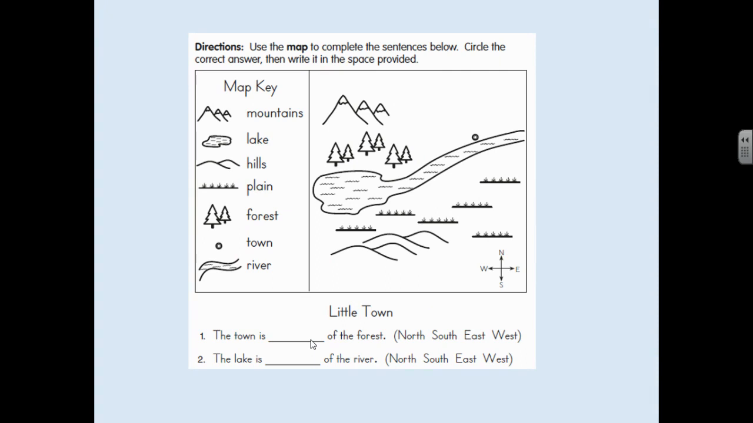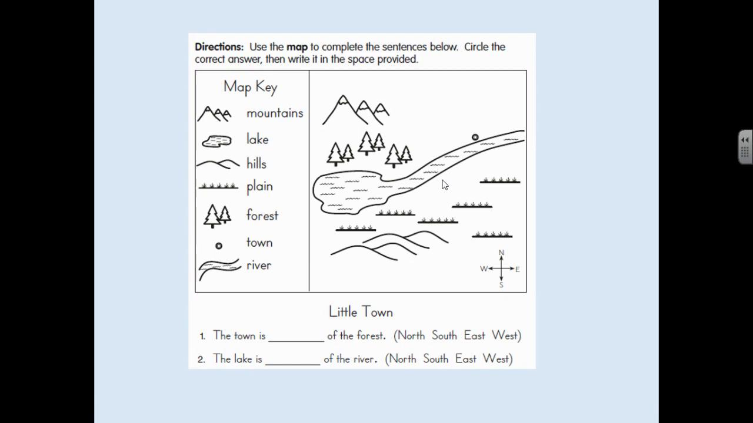Right, I have a map here to complete the sentences below. Now, before I can complete the sentences, I need to know what these pictures are about. And the way I can do that is to look at the key. So this is telling me these are the mountains, this is the forest, this is the lake, the river, the town, plain, hills, and most importantly, what have we got in the corner? The compass direction. That means the north is facing towards the top of the page.